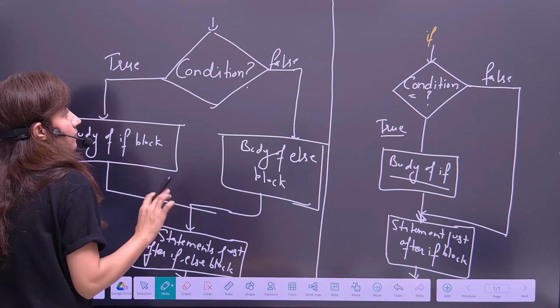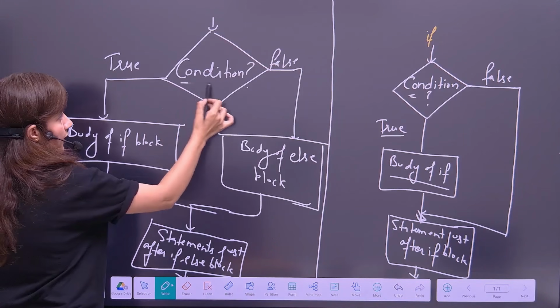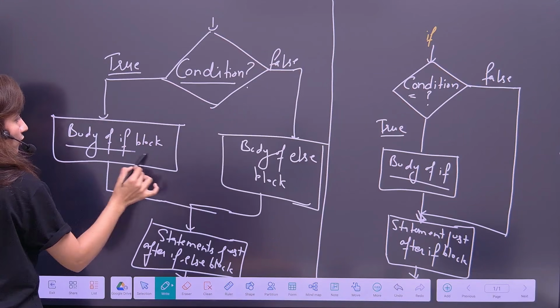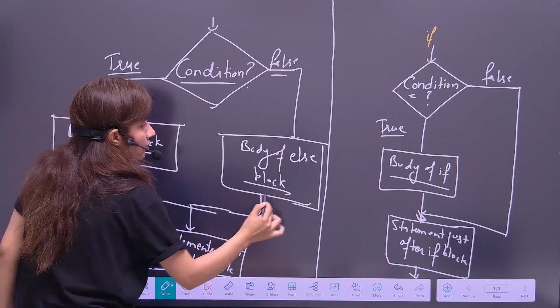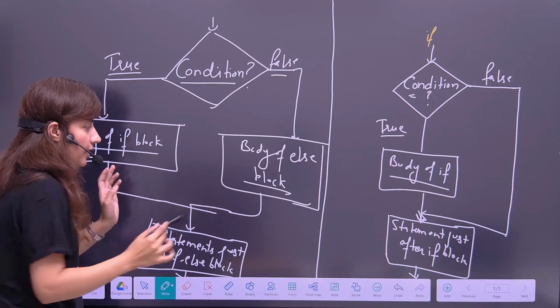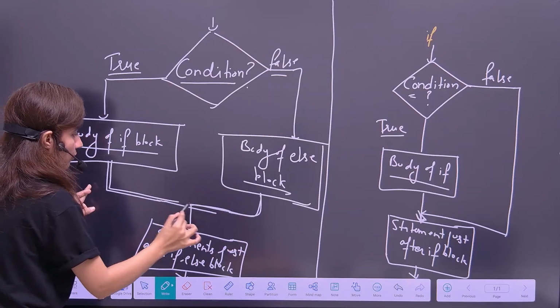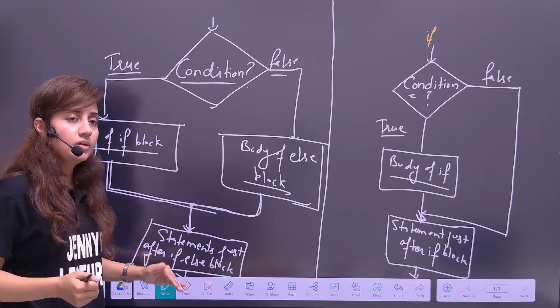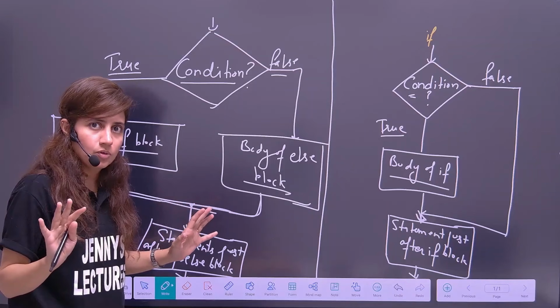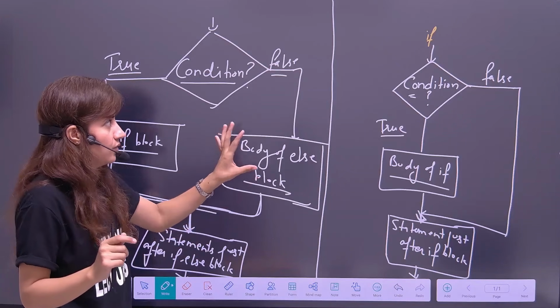This is the flowchart for a simple if else. If this condition is true, then the body of the if block would be executed. If this condition is false, then the body of the else block would be executed. And after that, in both cases, the control will go to the statement just after the if else block, and those statements would be executed. So this is the simple flowchart of if and else.